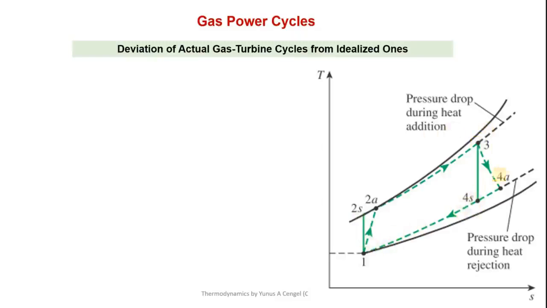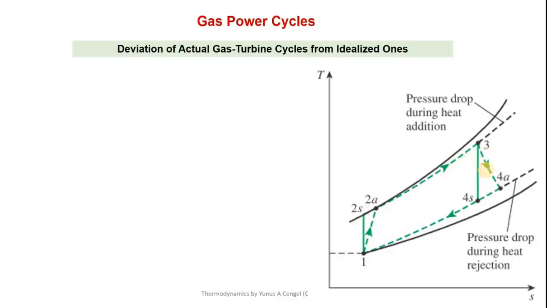So these are the major irreversibilities found in the actual cycle, due to which the ideal system differs from the actual cycle. It is actually the pressure drops in the heat addition process and in the heat rejection process, and non-isentropic compression and non-isentropic expansion in the compressor and turbine respectively.